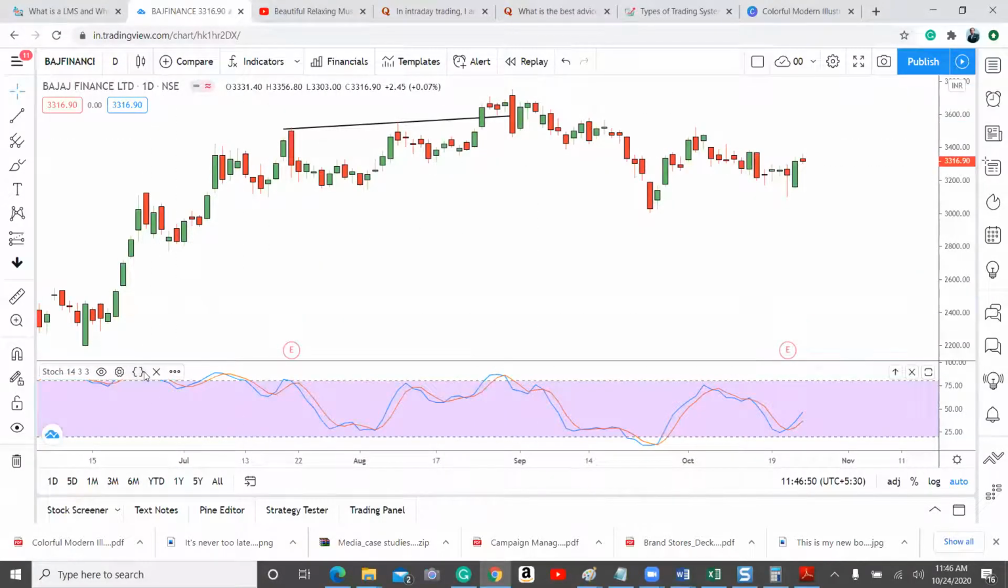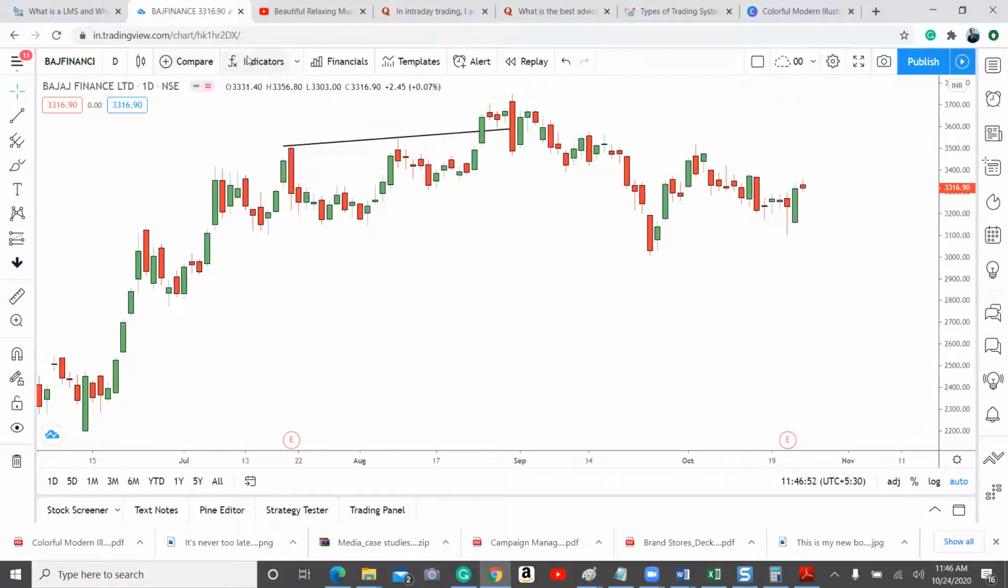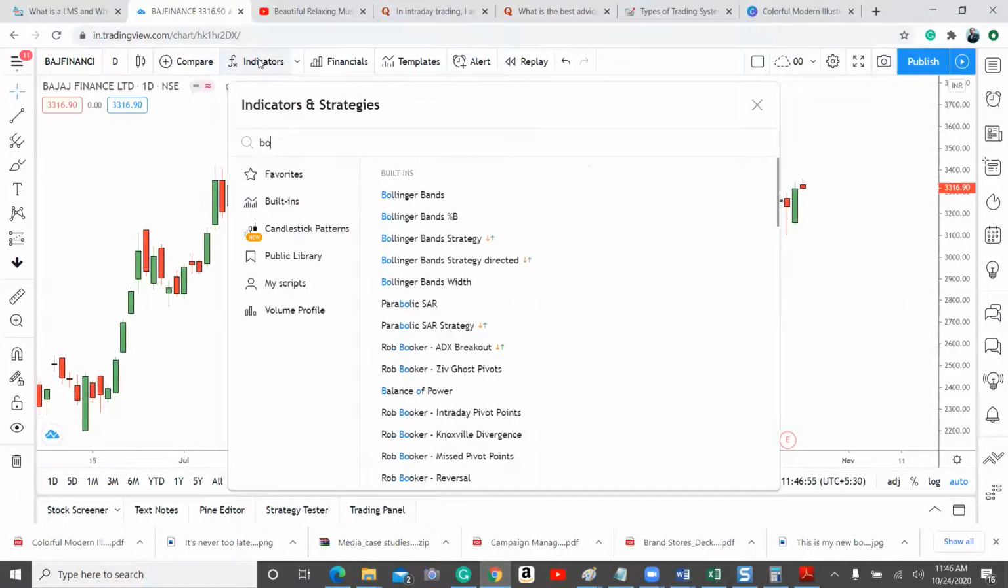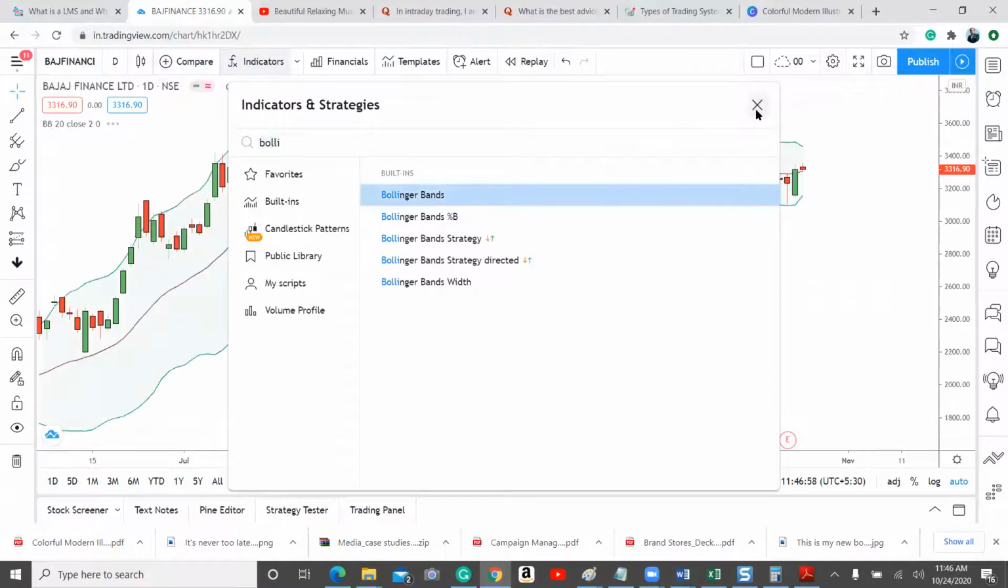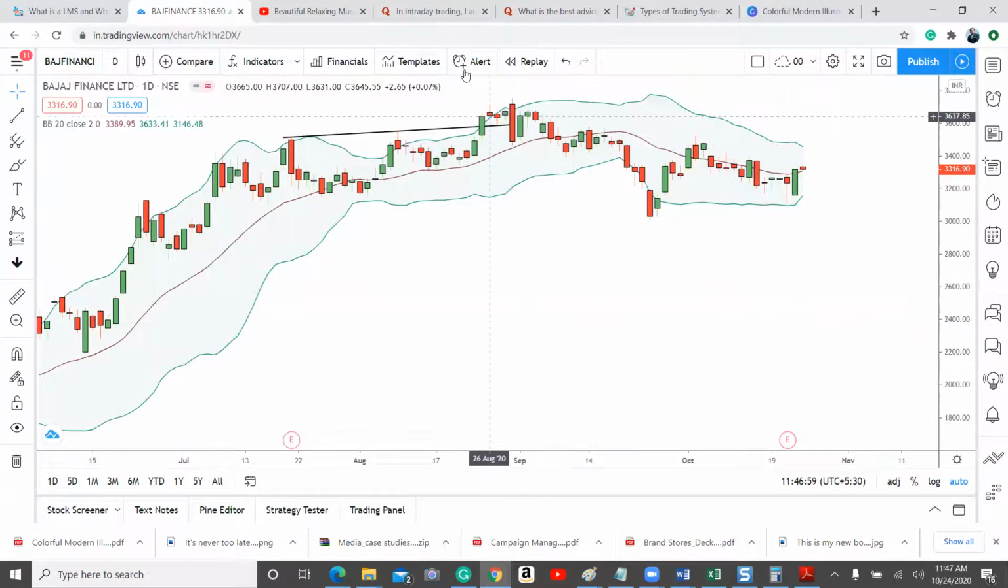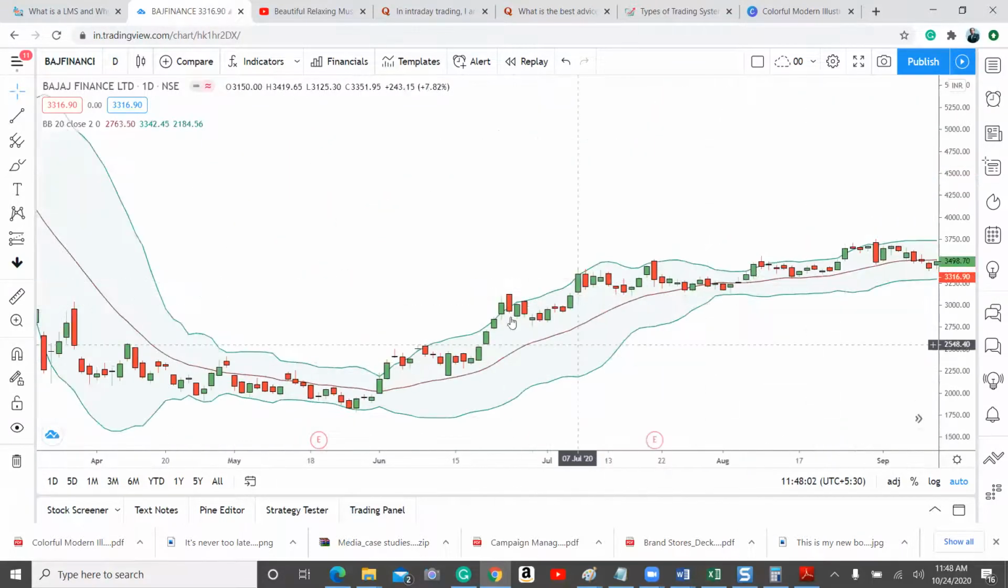I will remove this stochastic. Now I'm going to apply the Bollinger Bands. So I'm applying Bollinger Bands here. This is very simple actually. This is a Bollinger Band. This is an upper band. This is a lower band. This is a moving average. So this is how people can use it.